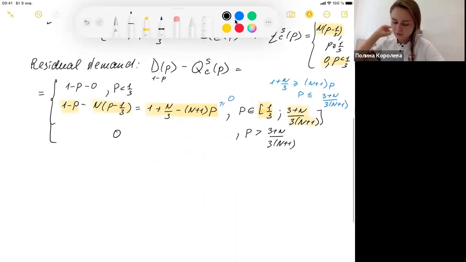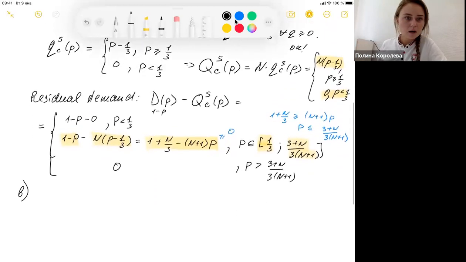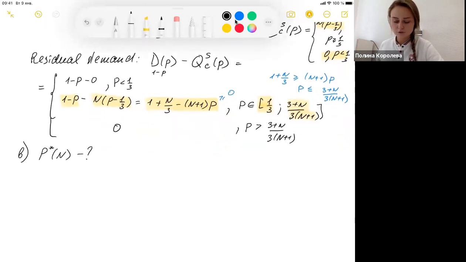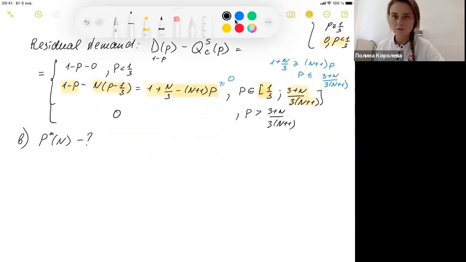Okay, let's continue. Next, point B. In point B, we should compute the market price as a function of n. So we need to find price in the market as a function of n. So who charges the price? Monopoly. Yes, so we need to write a profit maximization program of monopoly.